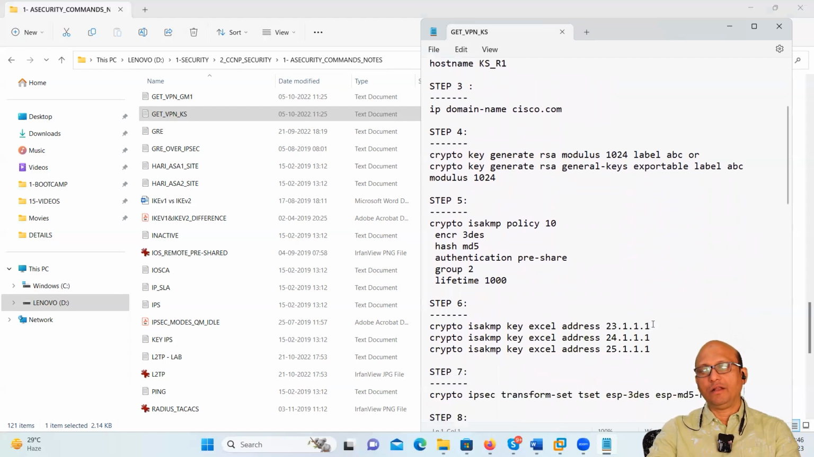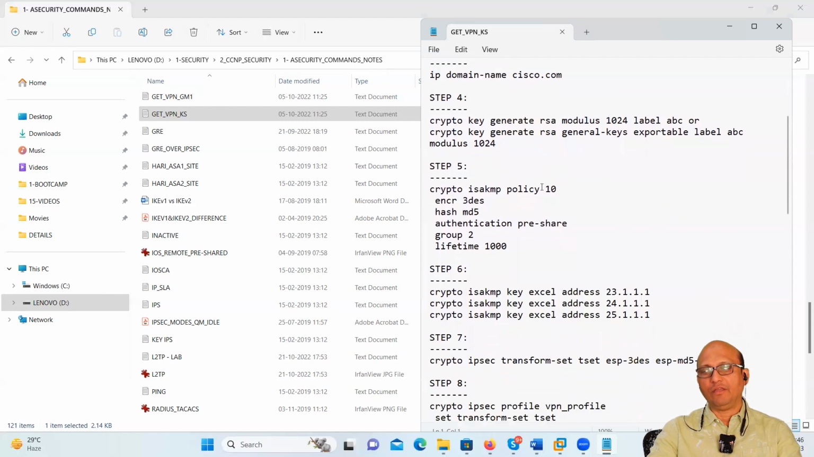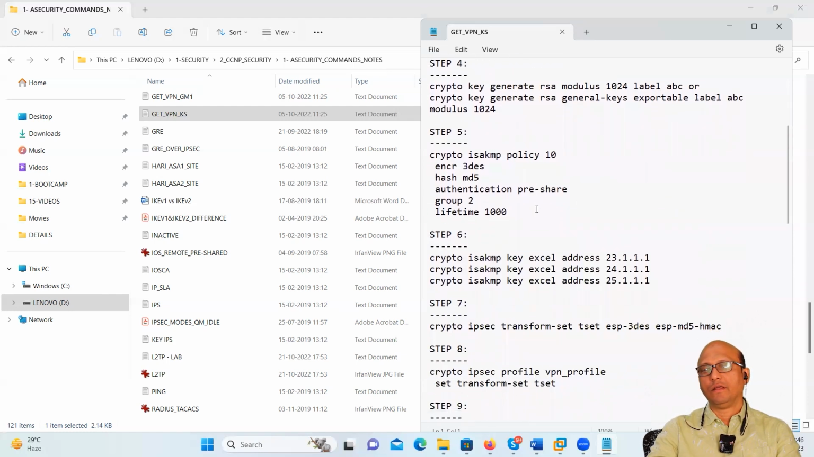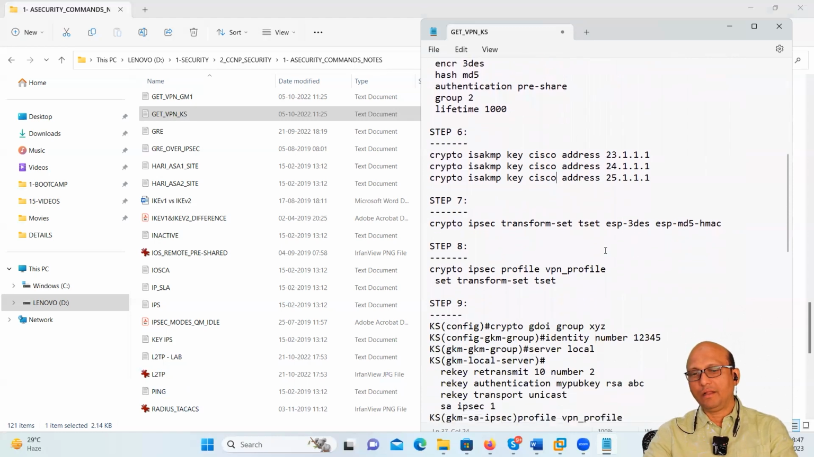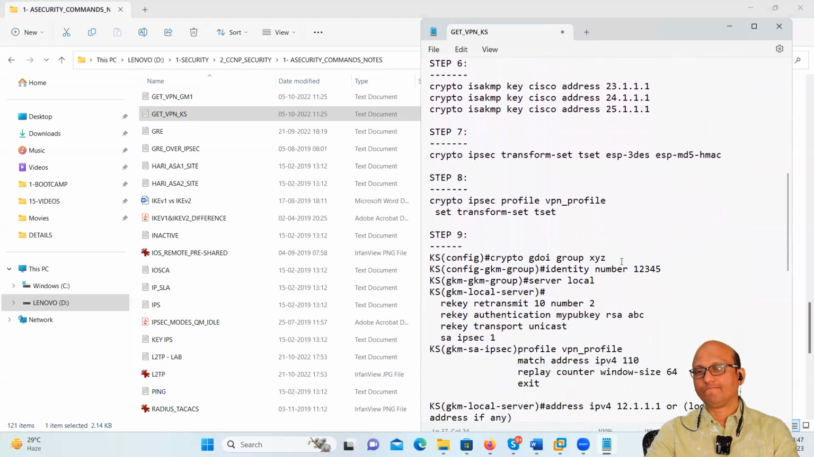Then go with the command crypto ISAKMP policy 10, encryption 3DES, hash MD5. You know that. Any key you can do. Say I say Cisco. Sending to my group members, 23, 24 and 25. These are my group members. Transform set. Profile. Okay.